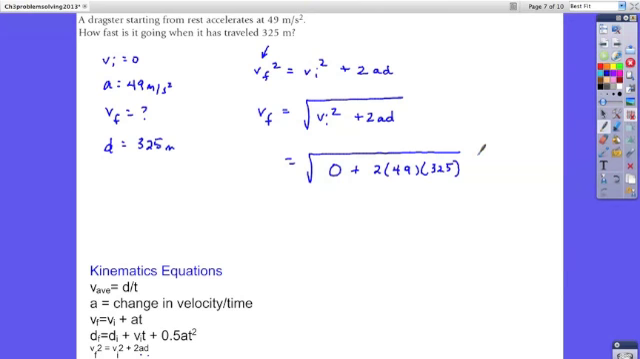Okay, pull out my handy dandy calculator. 2 times 49 times 325 is 31850. And when I hit the square root button, I get 178.5 meters per second. Okay, let's try another one.